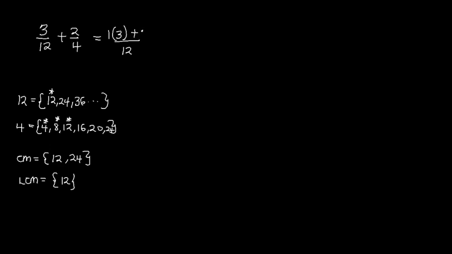That 3, we multiply it by the 2 at the top over here. So this is now equal to 1 multiplied by 3 will give us 3, plus 3 multiplied by 2 will give us 6, on 12. So this is equal to 3 plus 6 is equal to 9 divided by 12.